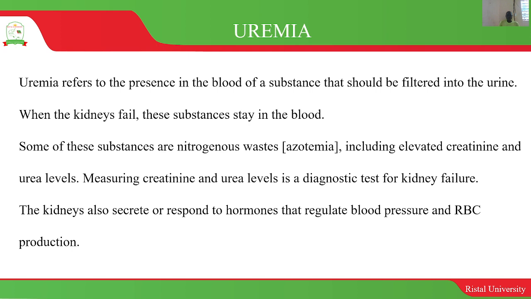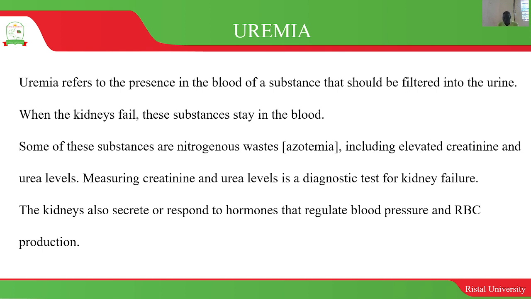Let's look at the condition called uremia. Uremia refers to the presence in blood of a substance that should be filtered into the urine. When the kidneys fail, these substances stay in the blood. Some of these substances are the nitrogenous waste, in the condition referred to as azotemia. Azotemia is the accumulation of nitrogenous waste in the blood, and this happens when the kidney fails to function to remove those waste.